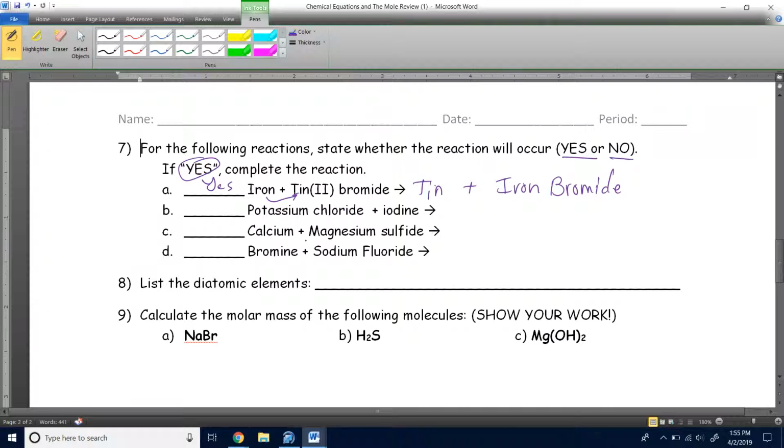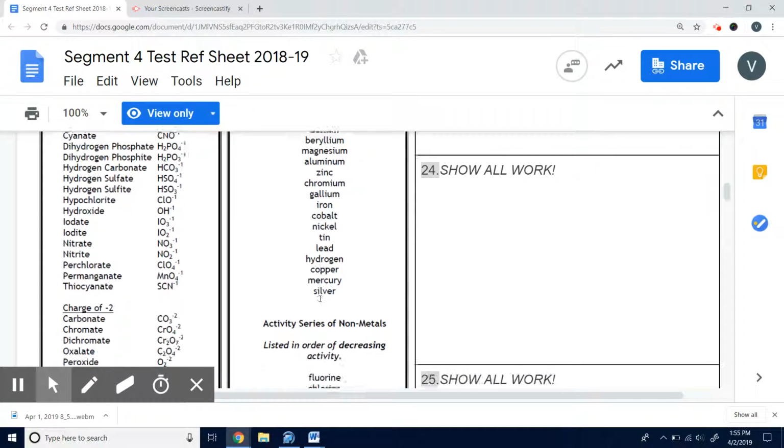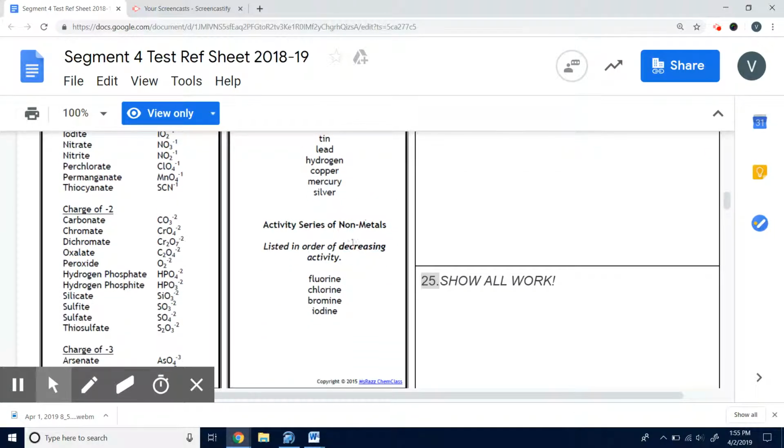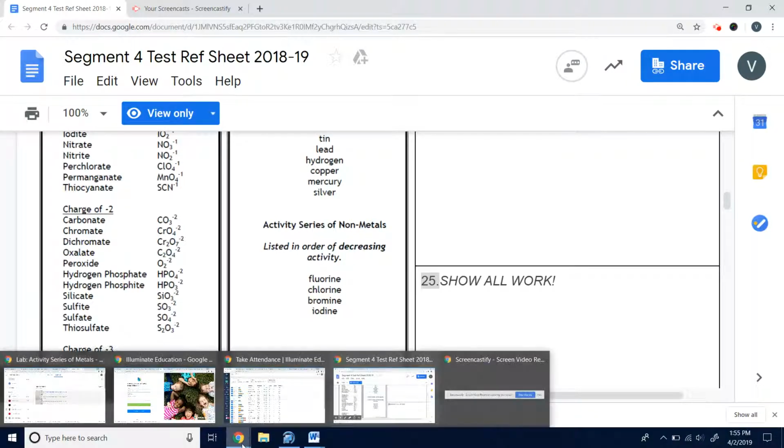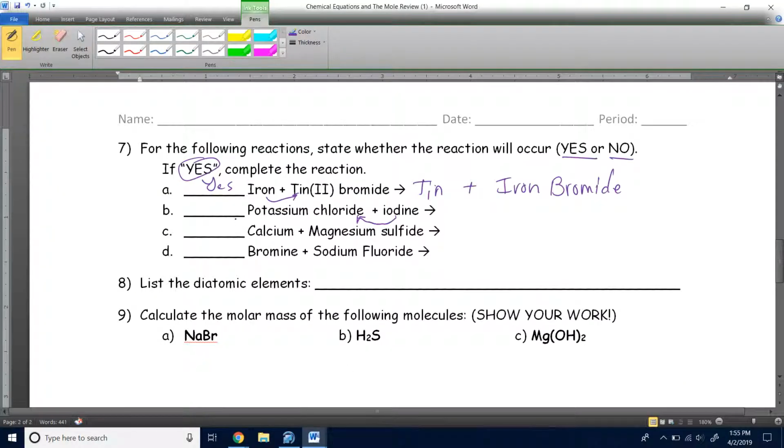Okay, so let's look at potassium chloride and iodine. Iodine here is by itself, and it is a non-metal. If it's a non-metal, it wants to replace the other non-metal. So we have to look for iodine and chlorine, and see if iodine is stronger than chlorine in order for the reaction to occur. So we go back to our reference sheet, to the non-metals. Is iodine stronger than chlorine? Does not look like it. So we come back over here, and since iodine is not stronger than chlorine, we write no.